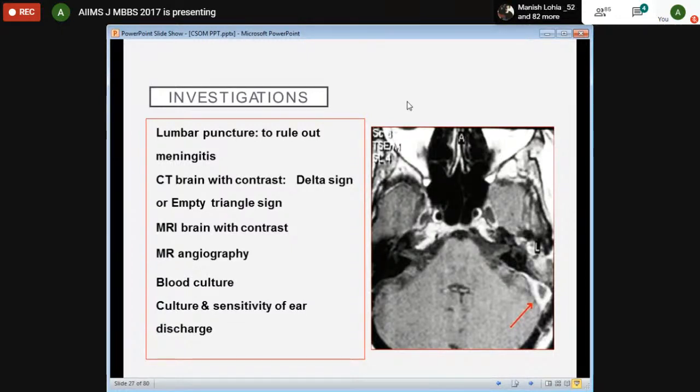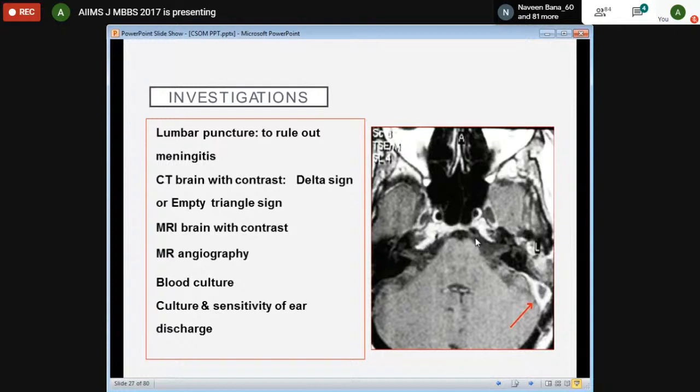CT scan, when you do the CT scan with contrast, you will see a specific delta sign. This is the shape of the delta, because this is the sinus. In the sinus, you can see the thrombus, and this is the dura and other things. So this is a typical sign, the delta sign or empty triangle sign. There is a triangle with nothing inside it.